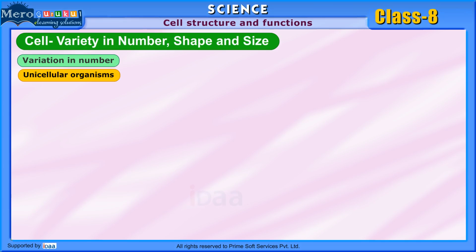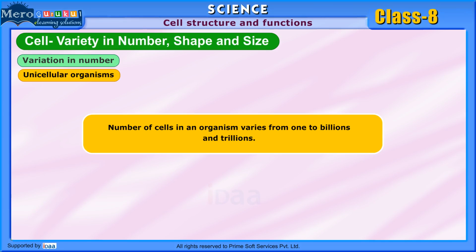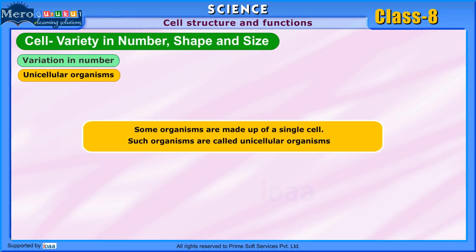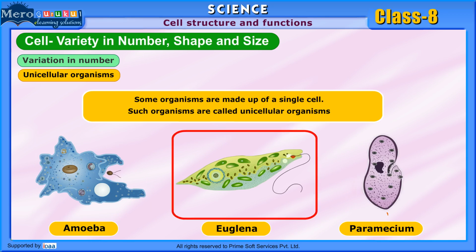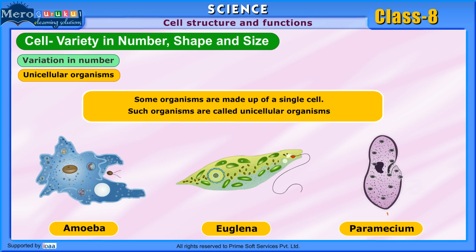Unicellular organisms. The number of cells in an organism varies from 1 to billions and trillions. Some organisms are made up of a single cell. Such organisms are called unicellular organisms. Example: amoeba, Euglena, paramecium, etc.